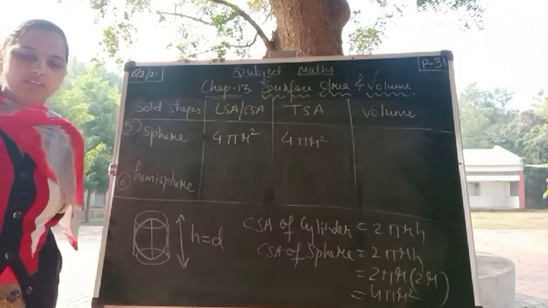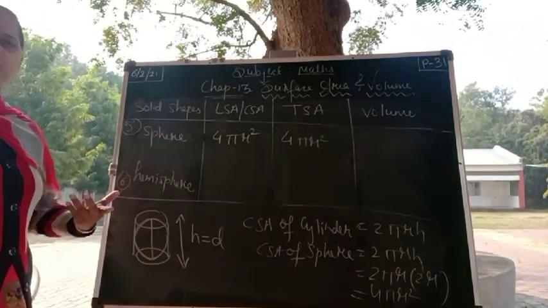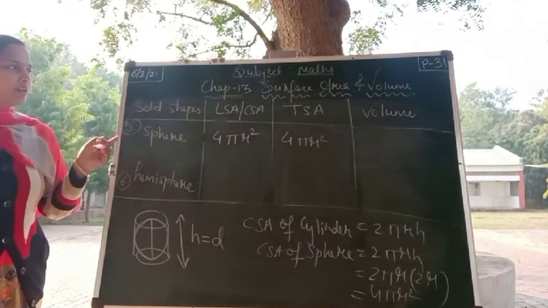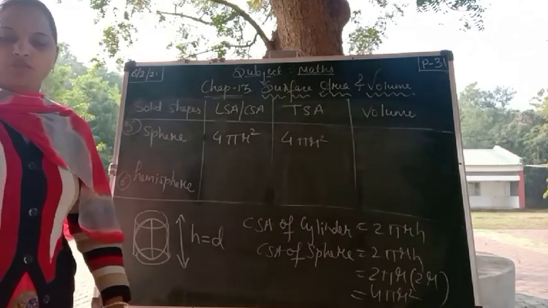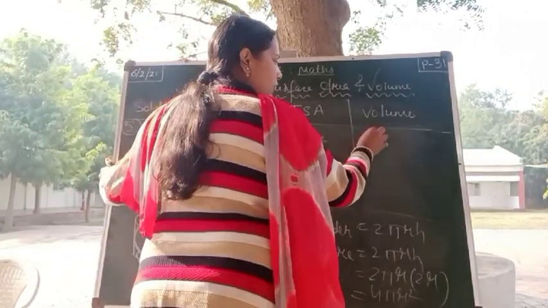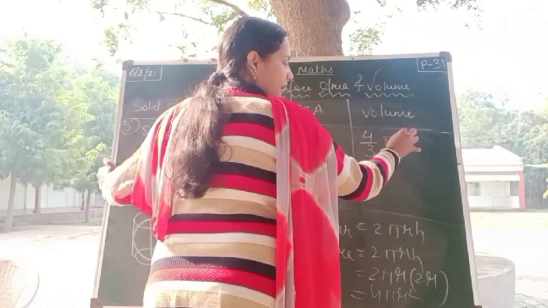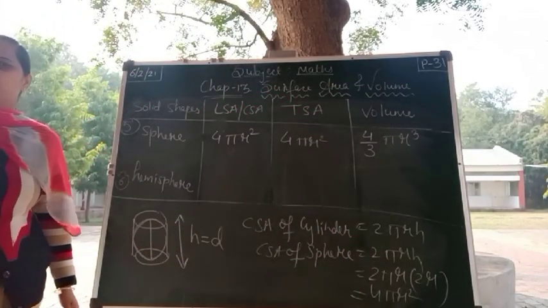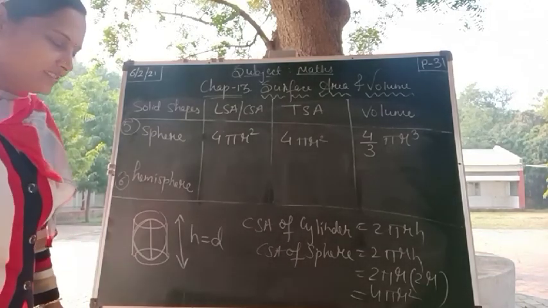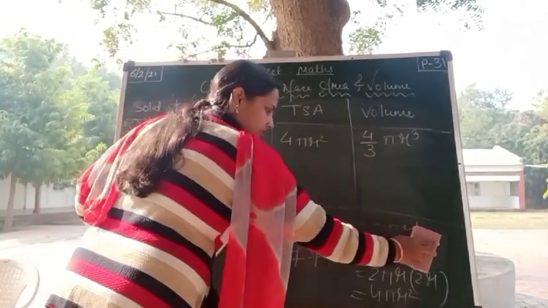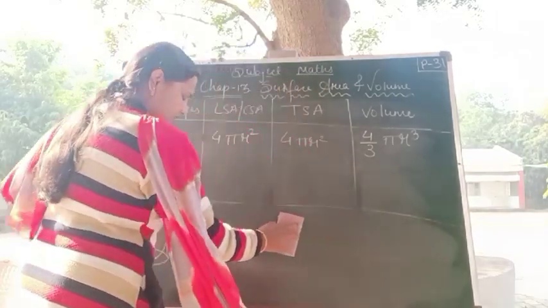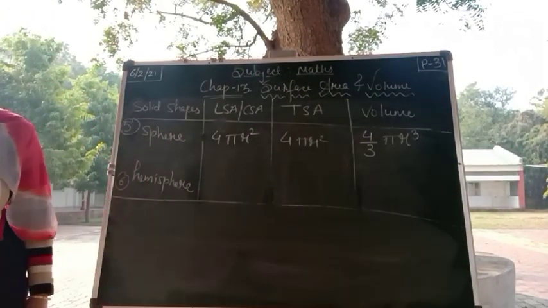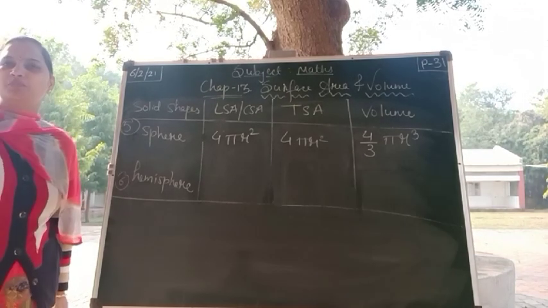Now understood the derivation? Total surface area will be same, because total surface area you can leave blank, or you can say 4 pi r square only. Now volume. 4 by 3 pi r cube. Now tell me, what is the reason? You are saying 4 by 3 pi r cube because you have learnt. What is the reason, children? Without understanding we have learnt. The volume of sphere is 4 by 3 pi r cube.